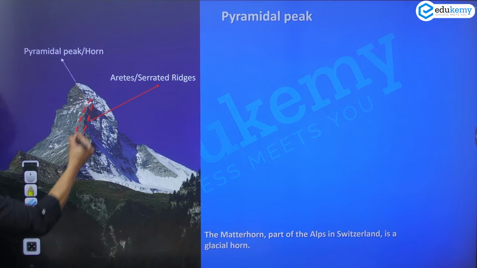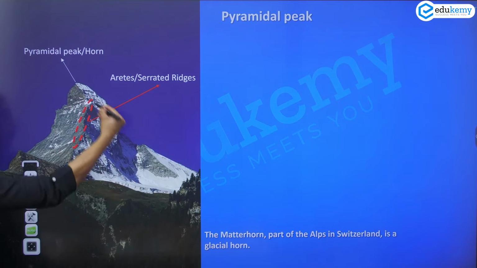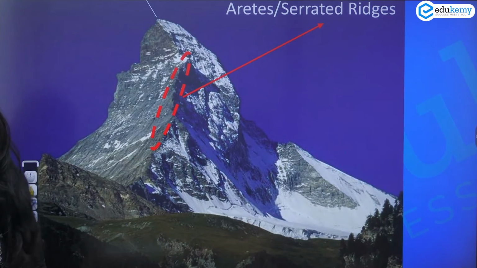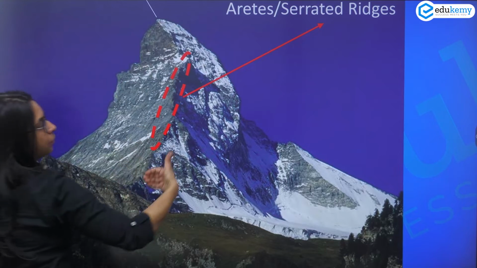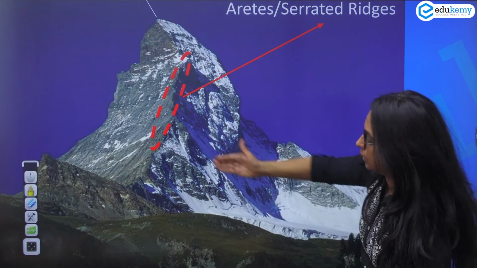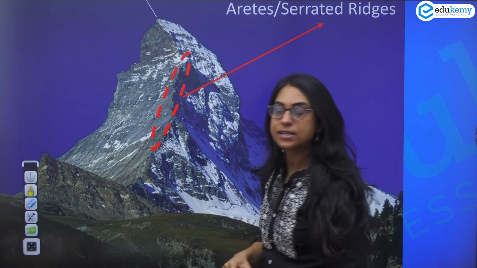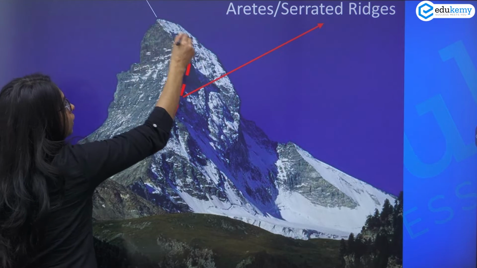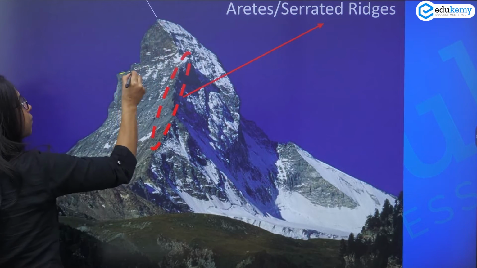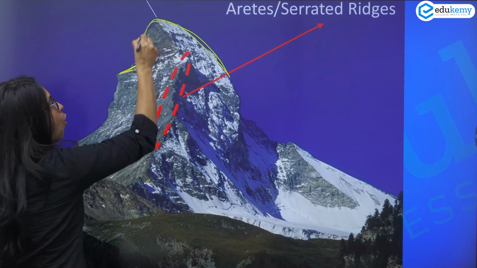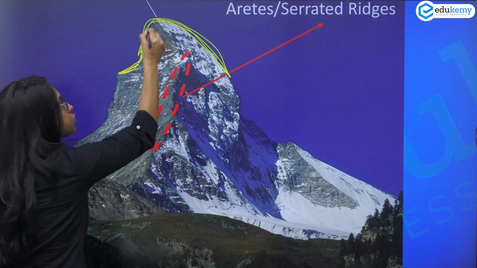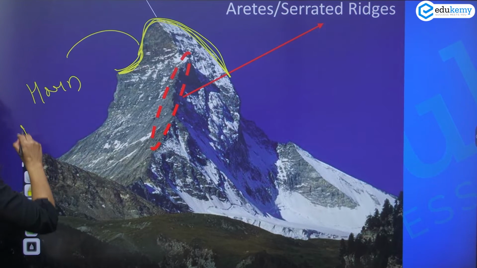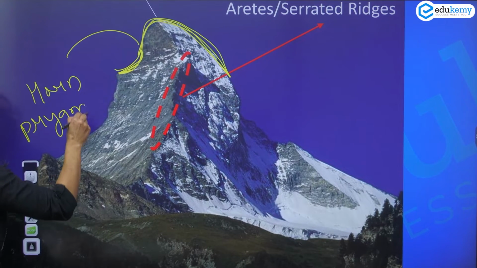There has been a scooping out here, here, and here also. See, this is the mountain. There has been a scooping out here, here, and here. Now what is happening is, because of this, we are getting a horn-shaped peak. This is also known as horn. It is also known as pyramidal peak.